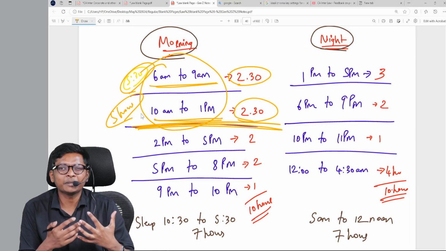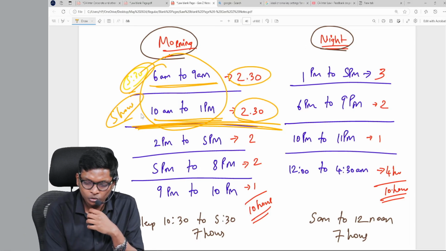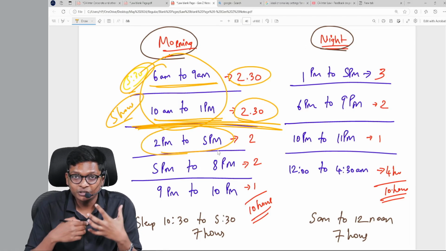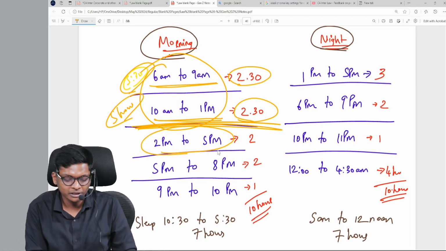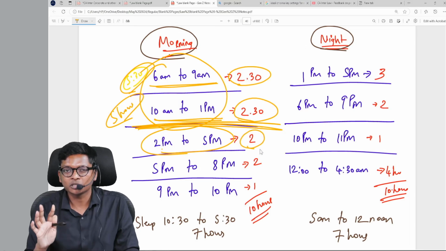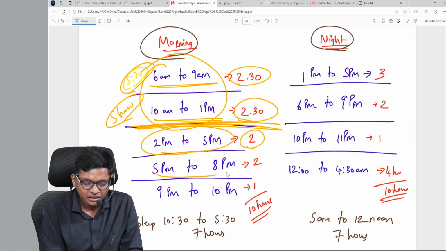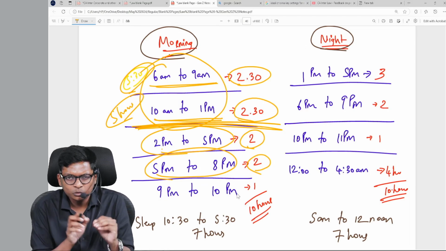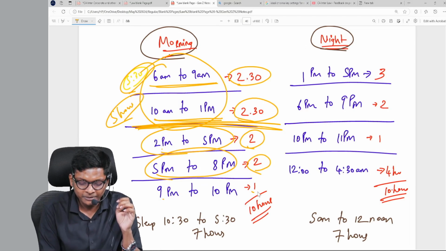After lunch, for morning people, generally they will be tired. 2 to 5 you definitely have to study at any cost, because that is your exam time, even if you are a morning student. In 2 to 5, again 2 hours of effective study instead of 2.5. 5 to 8, one more 2 hours of effective study. And at night, one last minor slot, 9 to 10 p.m., 1 hour.